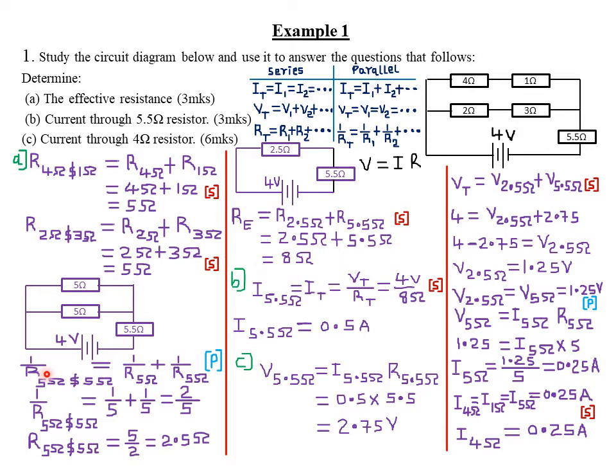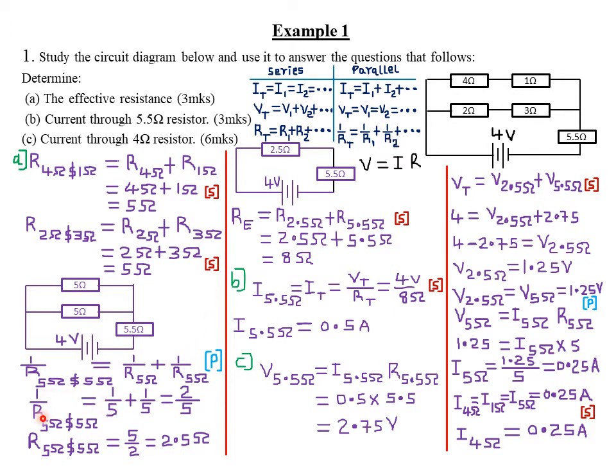Therefore, for the R effective through the 5 and 5 ohm resistors, 1 over R is equal to 1 over R through the 5 ohm plus 1 over R through the 5 ohm. We are using this formula because the 5 ohm and the 5 ohm resistor are connected in parallel. And of course, in parallel, the reciprocal of the effective resistance is equal to the sum of the reciprocals of the individual resistances.